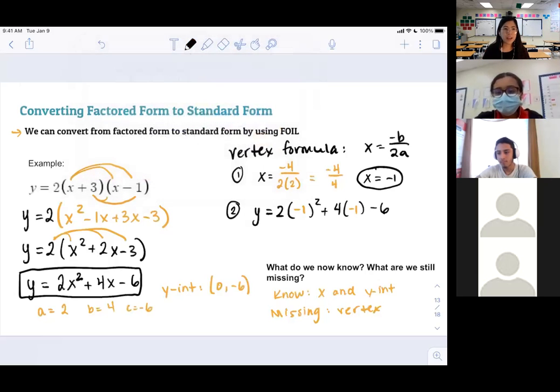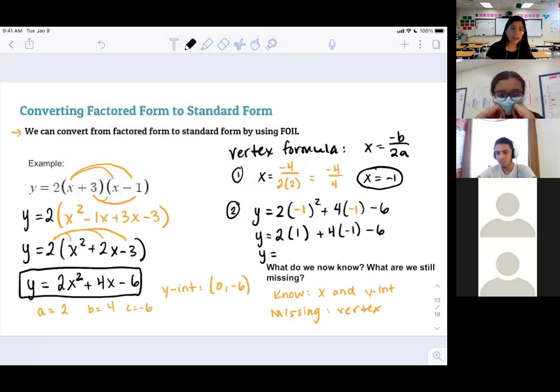Exponent goes first. So what's negative 1 squared? Would it be negative 2? Remember that when we use an exponent, we're multiplying it by itself. So who can tell me negative 1 to the power of 2? Positive 1, exactly. So this is 2 times positive 1 plus 4 times negative 1 minus 6.